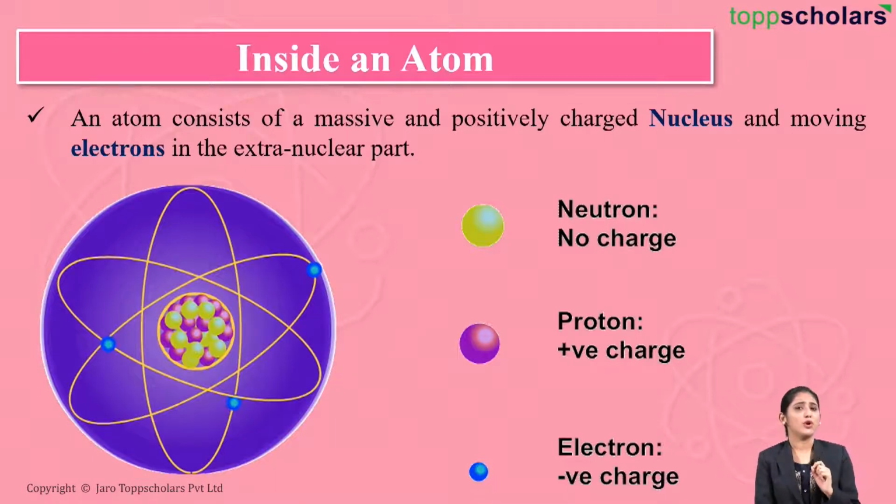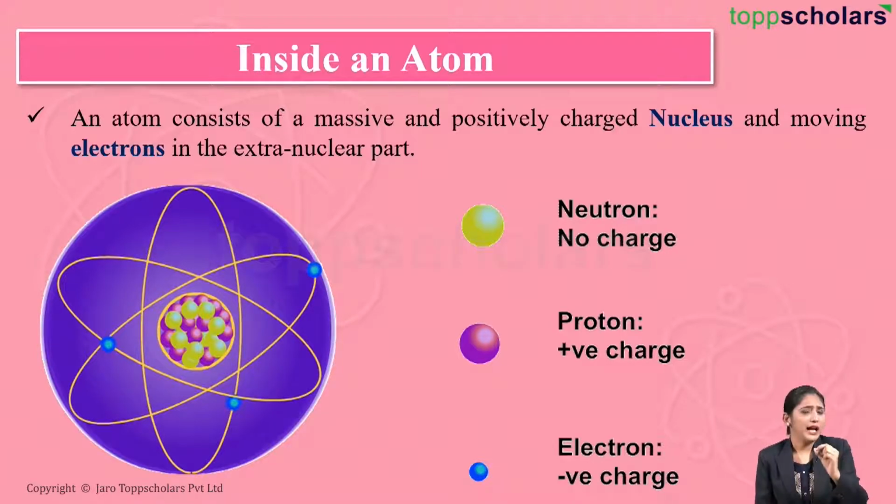Now friends, these neutrons do not have any charge, which means that neutrons are neutral. What about protons? Protons are positively charged and electrons are negatively charged. So, an atom actually contains an equal number of protons and electrons, which means that an atom has an equal number of positive charges and negative charges. And this is the reason why we say that an atom is electrically neutral, because the positive charges balance the negative charges.